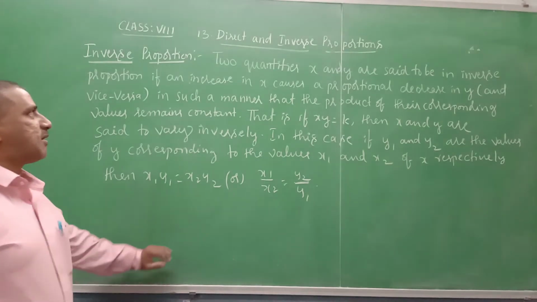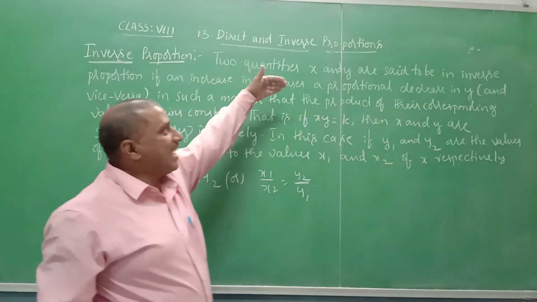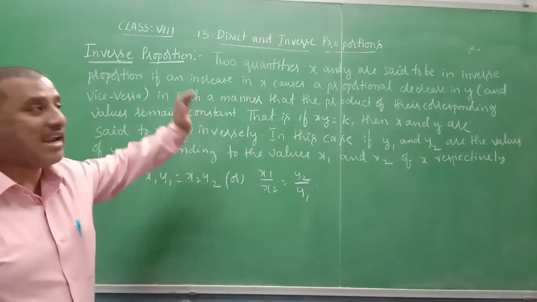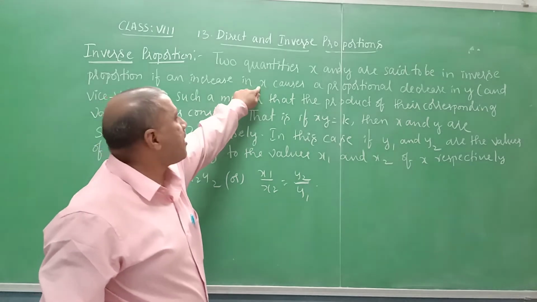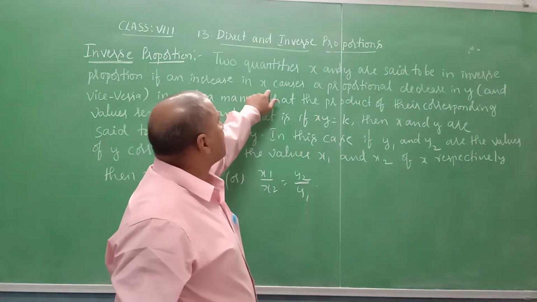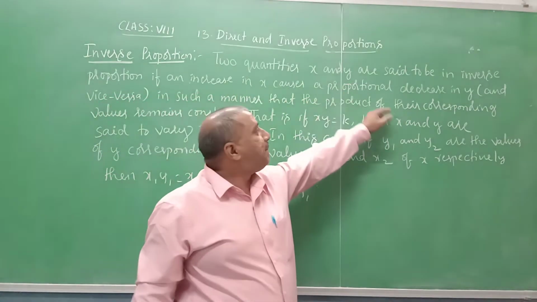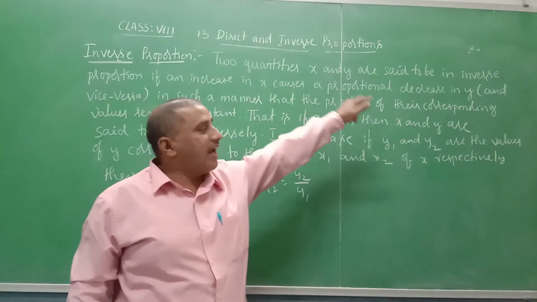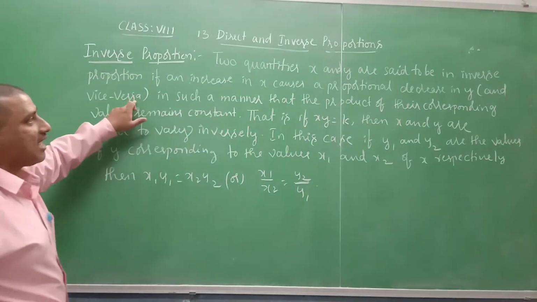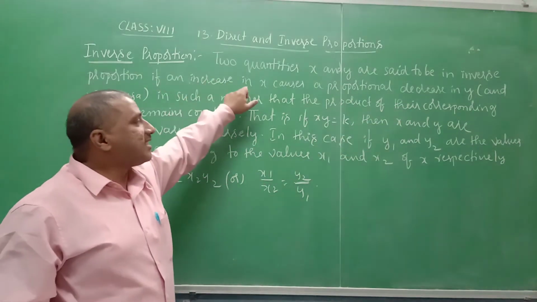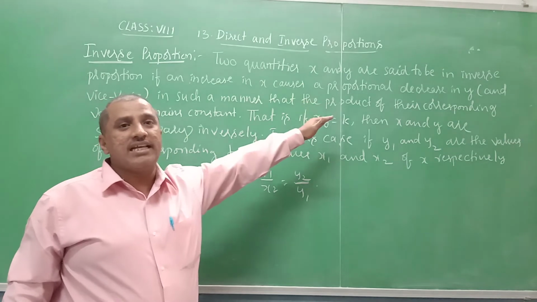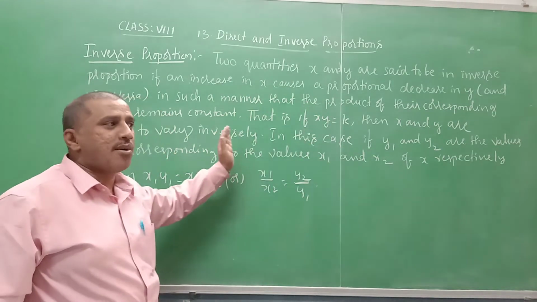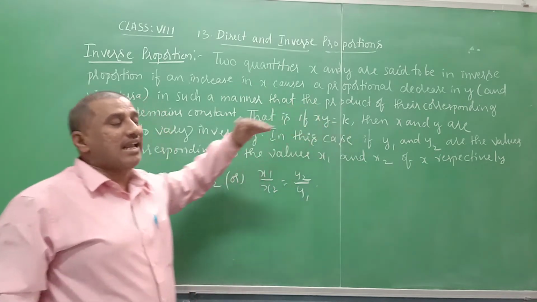What is inverse proportion? Let two quantities x and y be said to be in inverse proportion if an increase in x, that is the first quantity, causes a proportional decrease in y. X increases means y decreases, and vice versa. If x decreases, then y increases. First quantity increases means second quantity decreases. First quantity decreases means the second quantity increases.